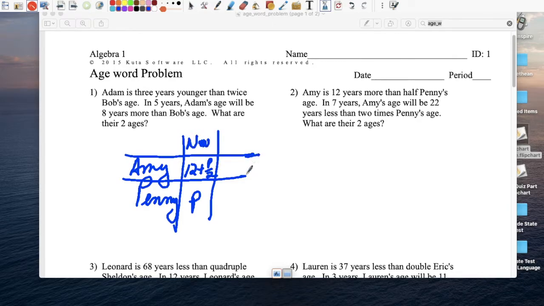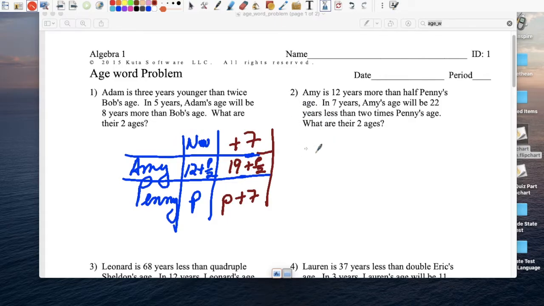In 7 years, okay, in 7 years they have a special relationship. So first of all, let's adjust their ages to plus 7. So in 7 years, Penny obviously is going to be Penny plus 7. And Amy is going to be 12 plus 7 plus P over 2. And 12 plus 7 we can combine, and we can just write as 19 plus P over 2. So that's their ages 7 years from now.